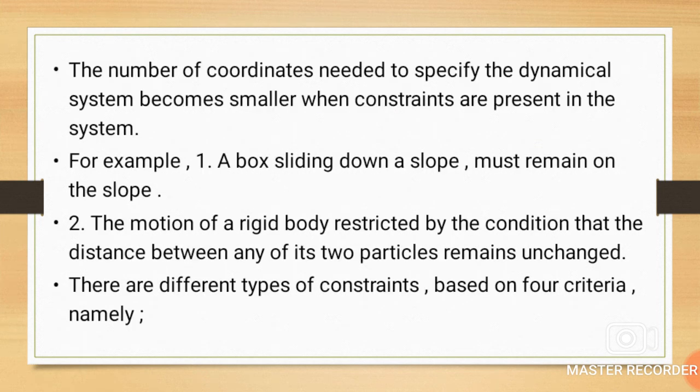The number of coordinates needed to specify the dynamical system becomes smaller when constraints are present in the system. We know that for the study of a particular system we require coordinates, and with the help of coordinates we can study the system, and sometimes express the system in equation form.